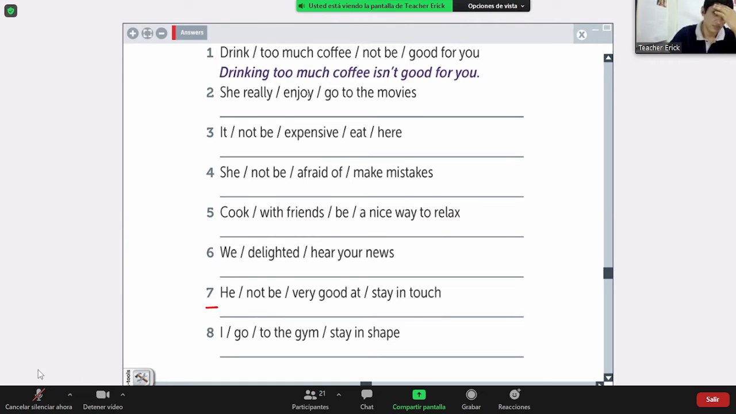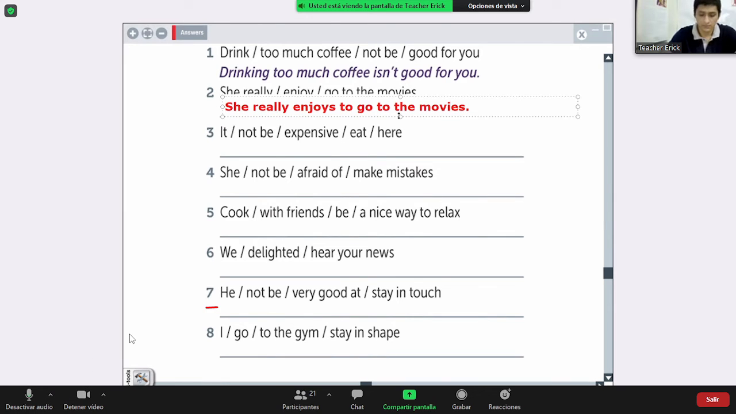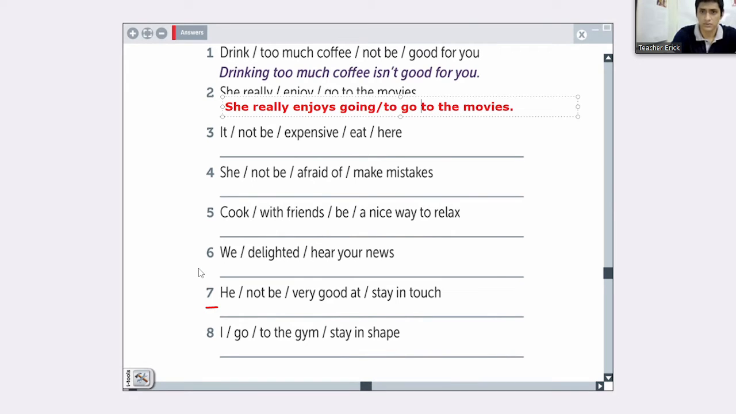Enjoy to go or enjoy going? To go. She really enjoyed. Okay, she really enjoys to go to the gym, to the movies. Sorry, to the movies. Does anyone think in a different way? ¿Alguien dice going? No. It's going. Enjoys going to the movies.